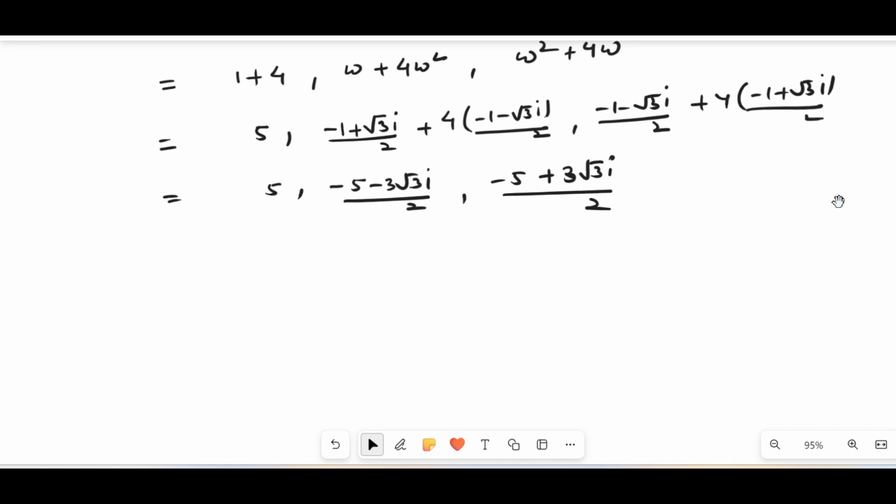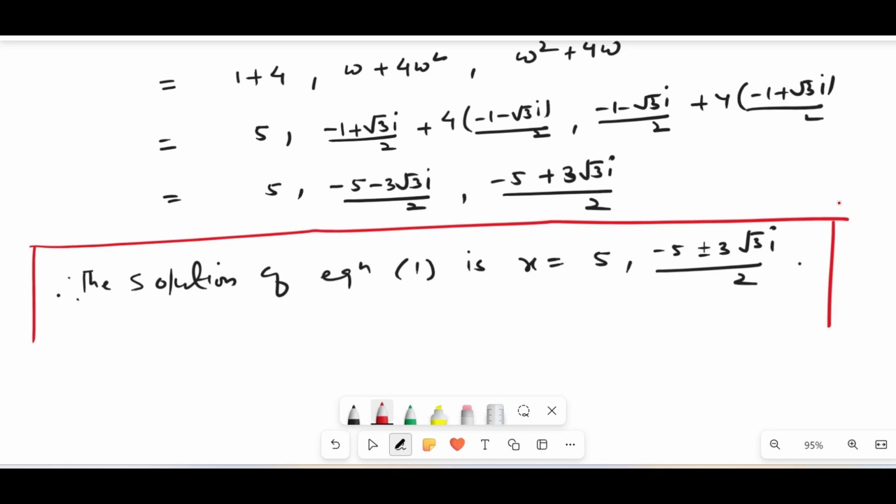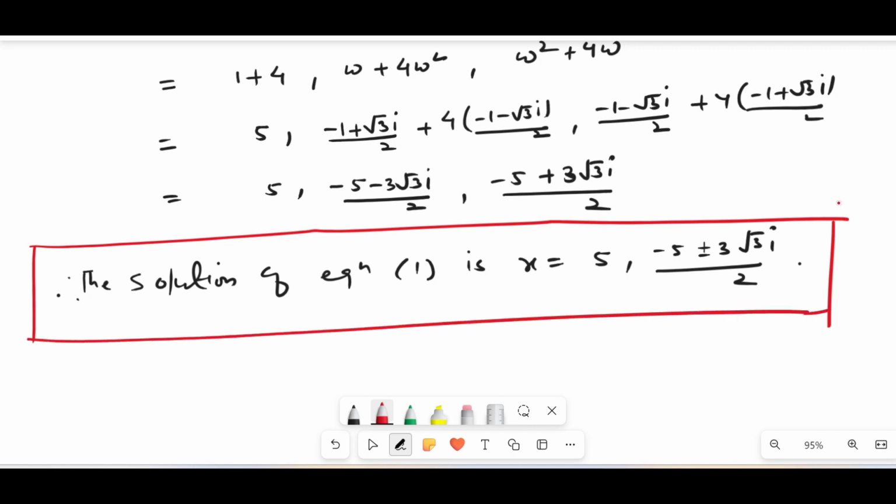So therefore the solution of equation 1 is that x is equal to 5, and that is (negative 5 plus or minus 3 root 3 i) over 2. So we can say that this is our required final answer.